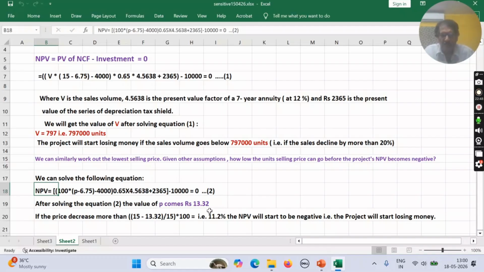The value of P will be 13.35. The standard value we have taken is 15 rupees per unit. If it is decreased even till 13.35 per unit, then NPV will be 0. But if the price is reduced below 13.35, this is the cut-off price, then NPV will be negative. I am not going to prove it, but you can check it, as it is computed through the formula, so there is no problem. Now in this way you can find out the break-even point.